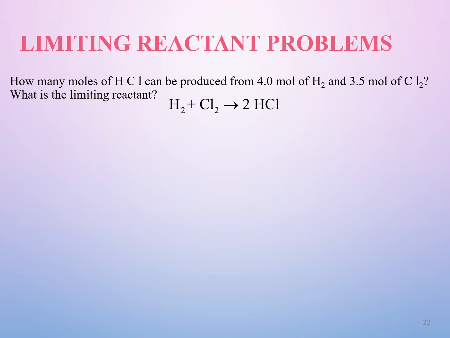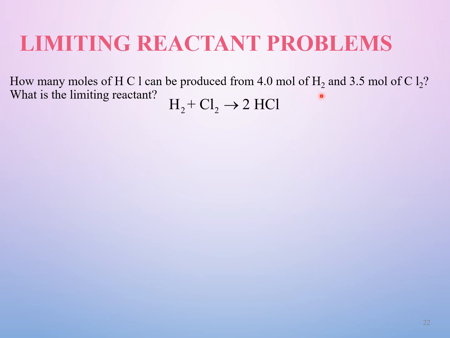So here's a question that we can practice. It says, how many moles of HCl can be produced from 4 moles of H2 and 3.5 moles of Cl2? If I have 4 moles of H2, I could make 8 moles of HCl because I know it's a 1 to 2 ratio. If I had 3.5 moles of Cl2, with the 1 to 2 ratio, I could make 7 moles of HCl, right? So you see how this one can make 7, this one can make 8.